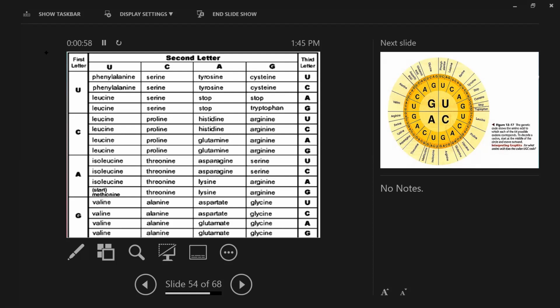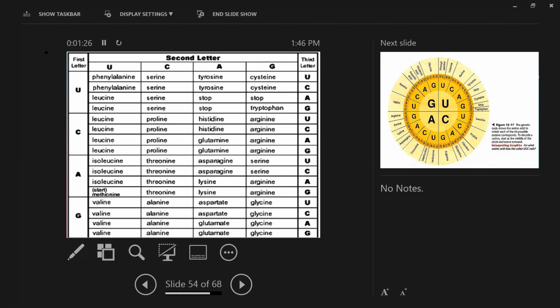Most proteins begin with the amino acid methionine. I have a little way to help you remember that. What month do we start school? August, A-U-G, methionine. That's how we start most proteins. So that's methionine. We don't have time for you to translate the whole thing, but we'll do that on Monday.